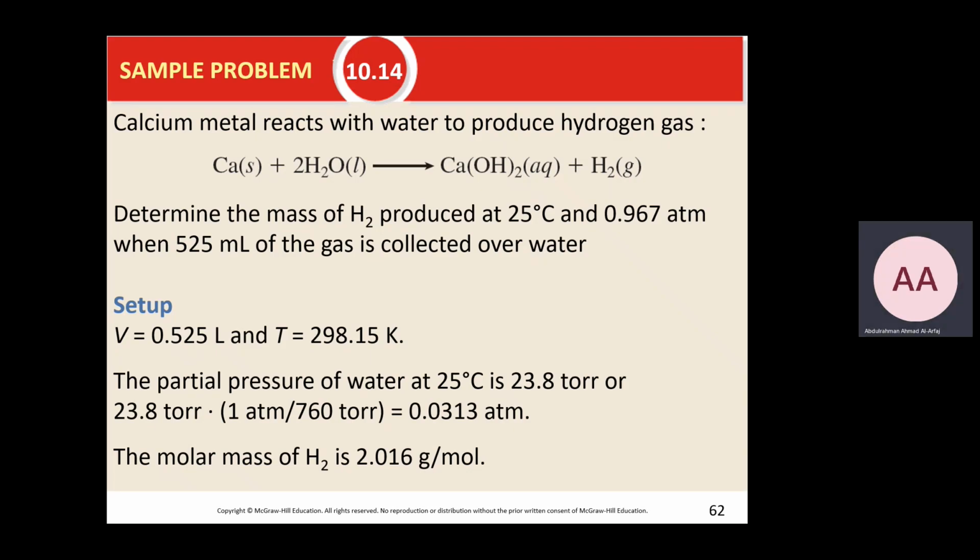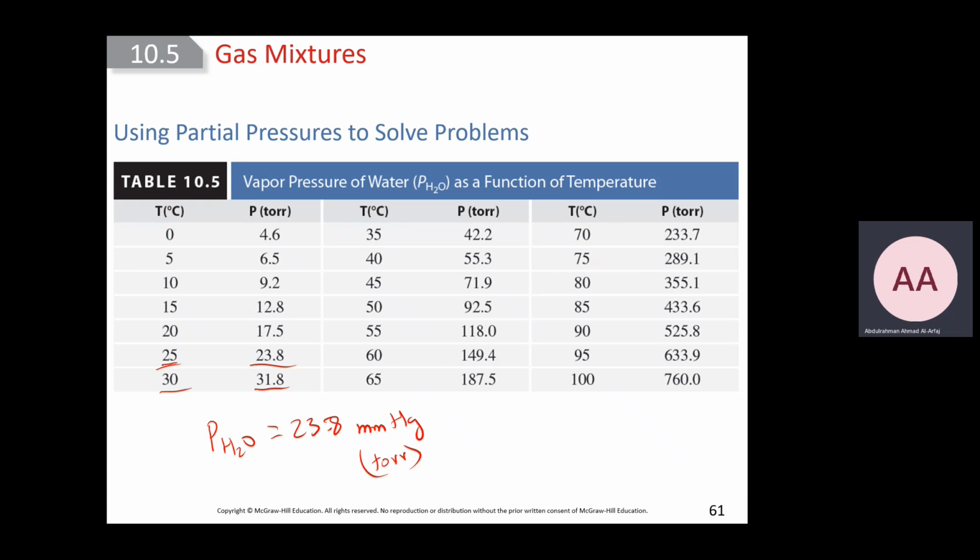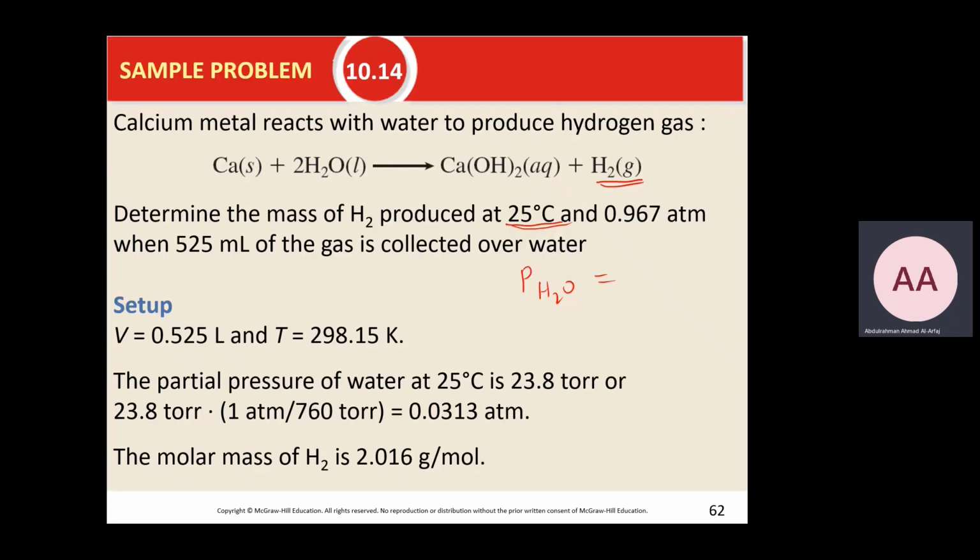Good. Now we are collecting H2 gas over water, and the room is 25 degrees C. So right away, what's the pressure of H2O? You can find it, which we just said a while ago. At 25 degrees, let's go back, and we'll find that it's 23.8. So I'll put here 23.8 torr. I got this from the table, which is also here. Okay.